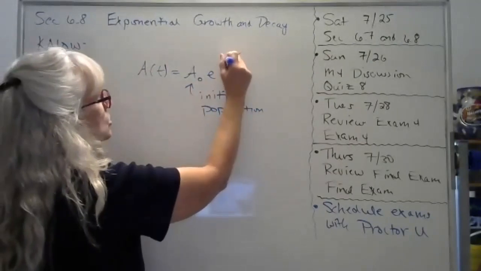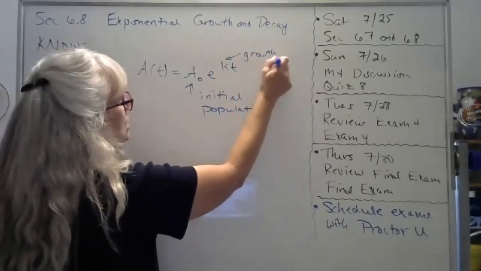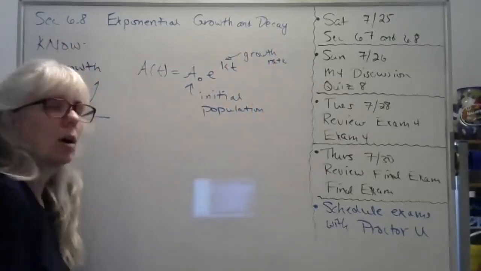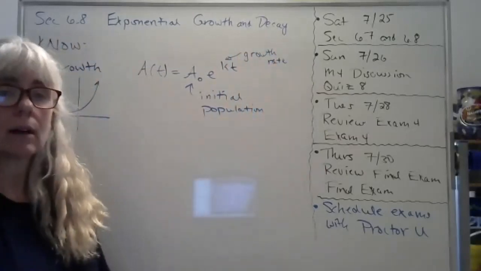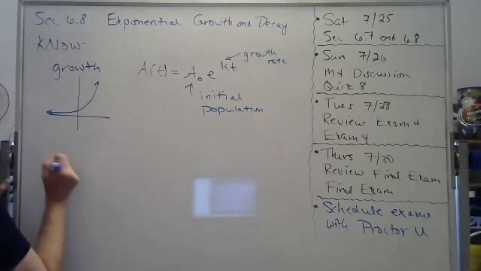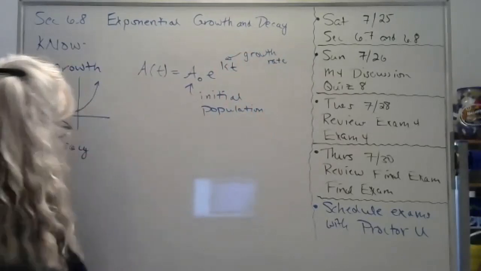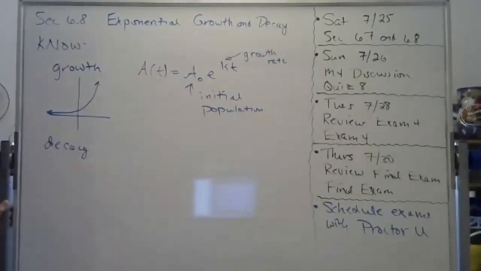K up here is your growth rate. So it's how fast the population is growing. Yesterday we called that an interest rate because your money was growing. Today it's a growth rate for population. That's if you have a growth. But what if you have a decay? So in other words, what if your population is getting smaller? So we think about that.